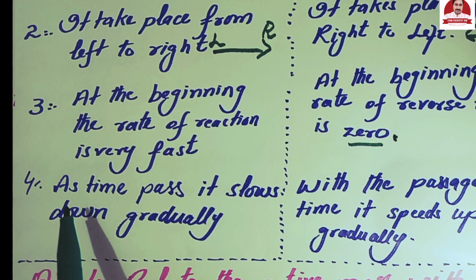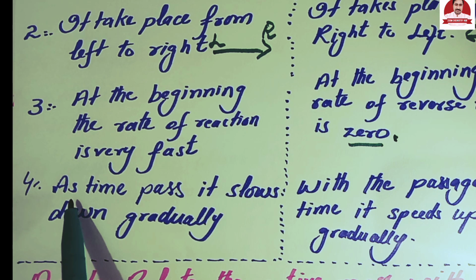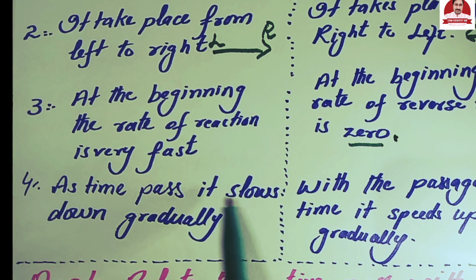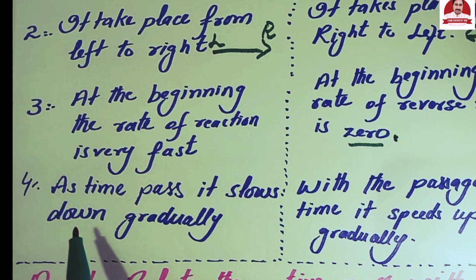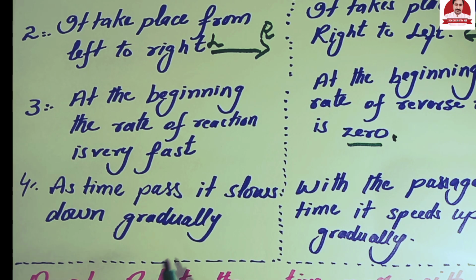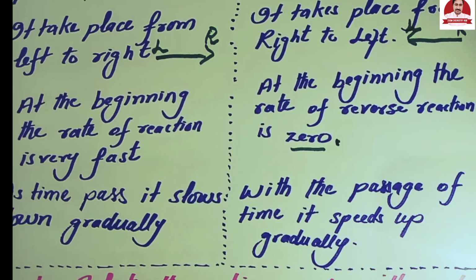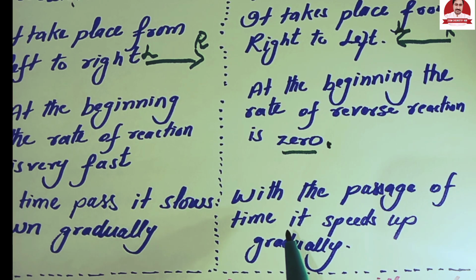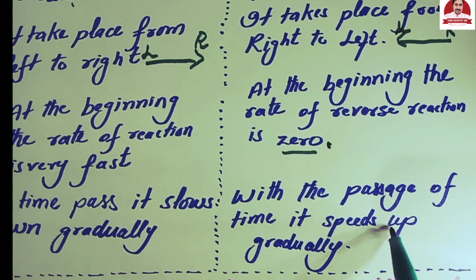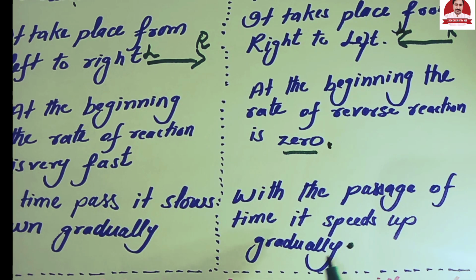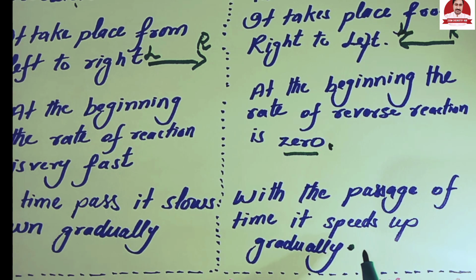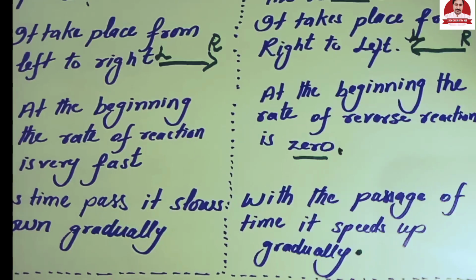Next point, in a forward reaction, as time passes, it slows down gradually because the reactants are being consumed and the products are in the process of formation. While with the passage of time, the reverse reaction speeds up gradually because the products are formed gradually.